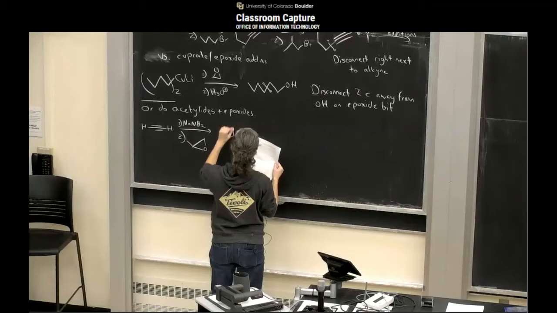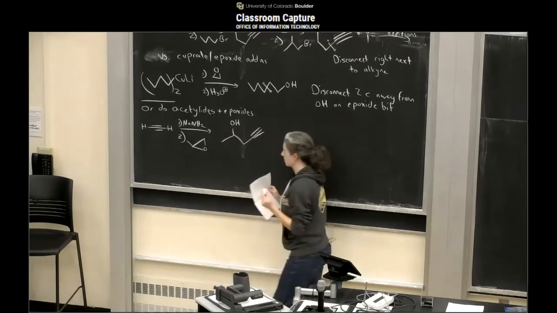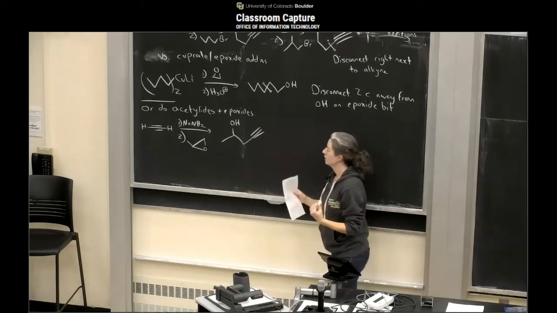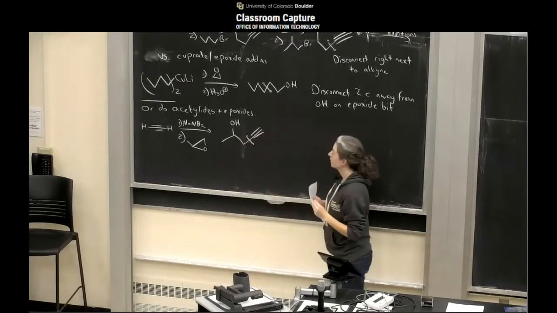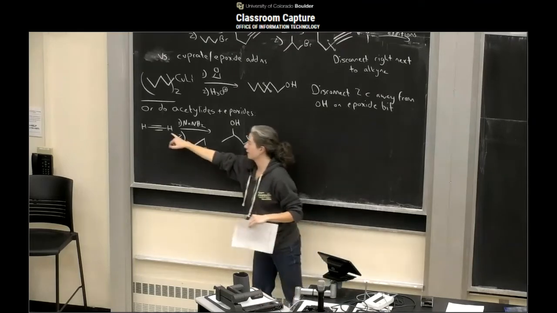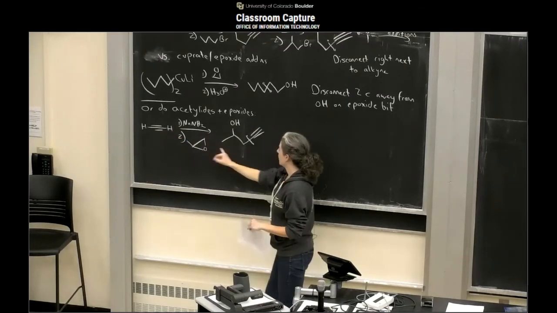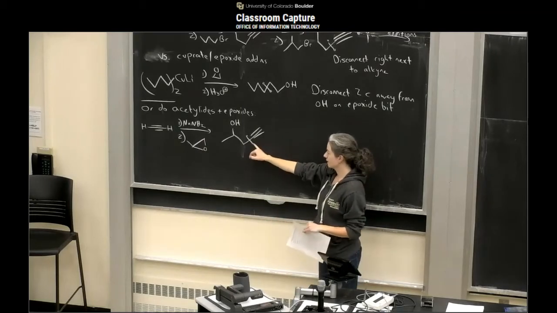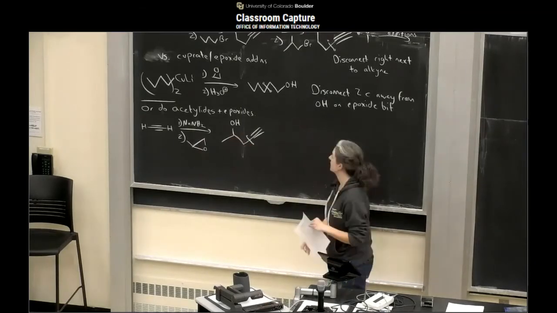Okay, so then, and you may want to go through the mechanism if this isn't obvious to you exactly what's going on here. But in this case, our disconnect would be here because we're deprotonating the alkyne and then it's going and attacking the less substituted carbon. And so in this case, we end up with a disconnect that's both right next to the alkyne and also 2 carbons away from the OH.